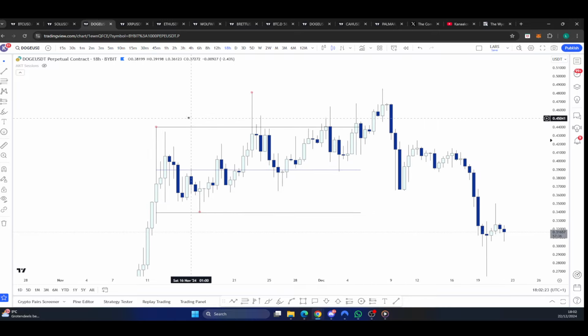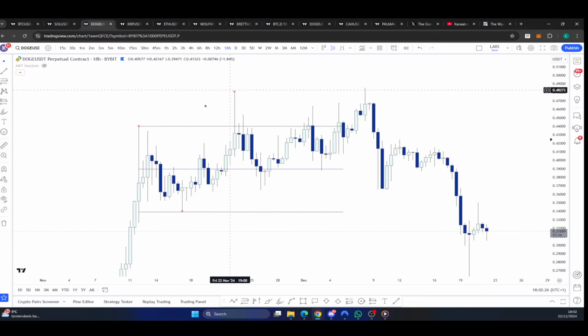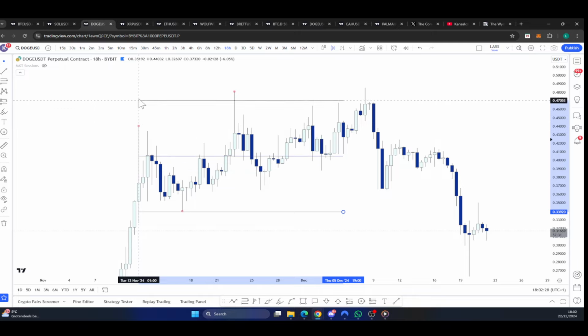What do we always do? After price deviates our range high, we extend our range to the deviation high and we look for potential distribution models.